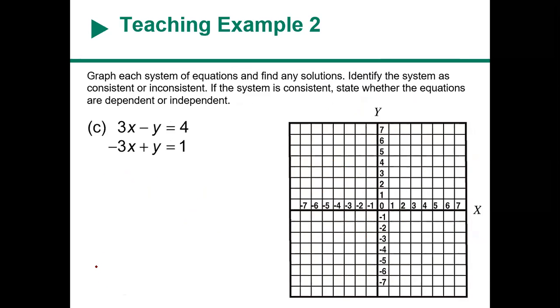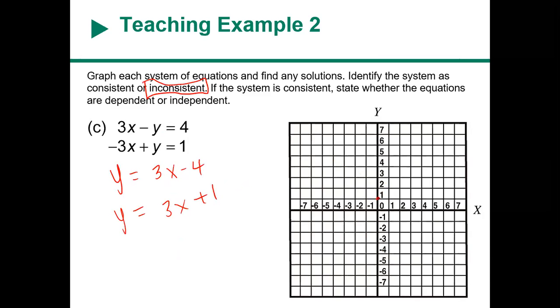So let's try another one. This time, when I look at it, I'm going to get y by itself. So we have y equals 3x minus 4, and we have y equals 3x plus 1. This time you notice that the slopes are the same. And because the slopes are the same, it's going to be inconsistent. That means these two are never going to meet because they're parallel.